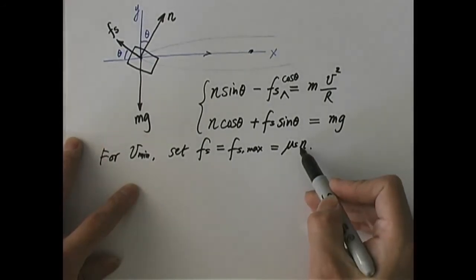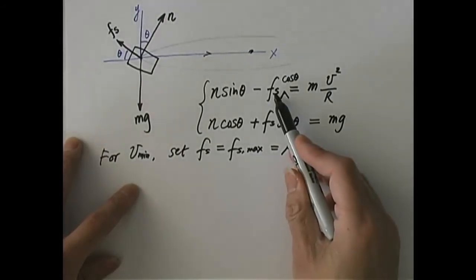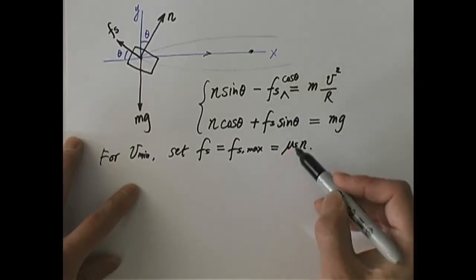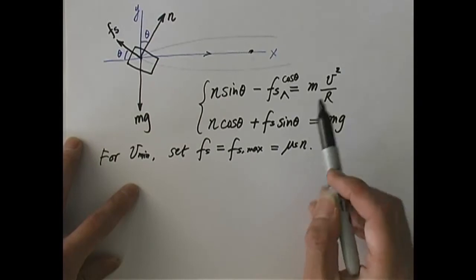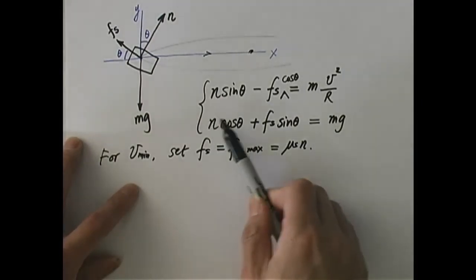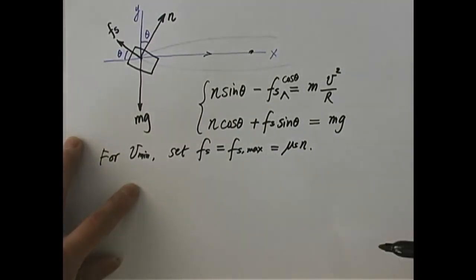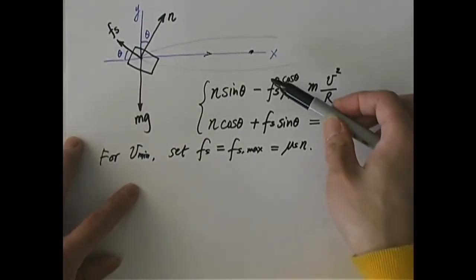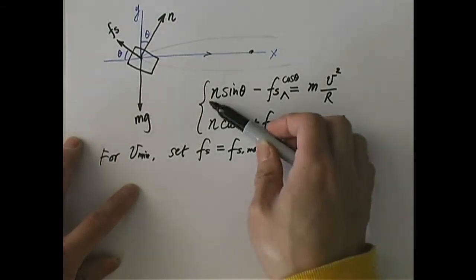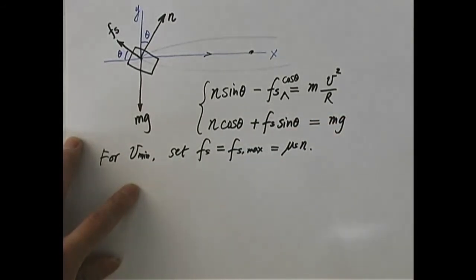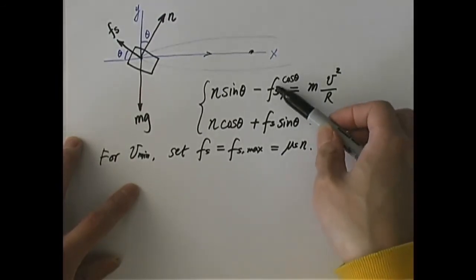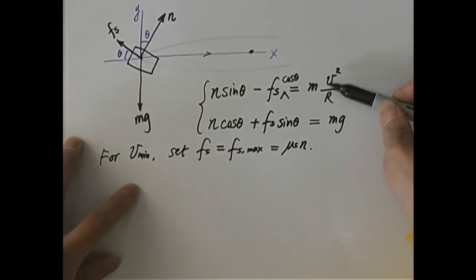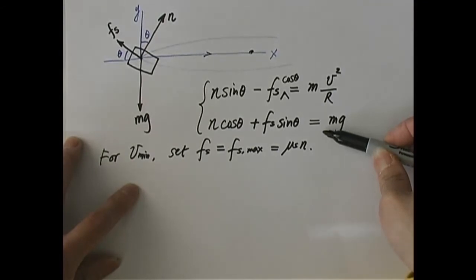You plug that Fs equals mu s n in here. So this term is now mu s n cosine theta. That term is mu s n sine theta. You see you got n here, n here, n here, n here. You're looking for v. You don't want to know n. You want to eliminate n. What's the simplest thing to do? Take one equation, divide by the other, so that the n's cancel out. Okay? So please plug Fs equals mu s n into here, and then take the first equation divided by the second equation. Let's see what we have.